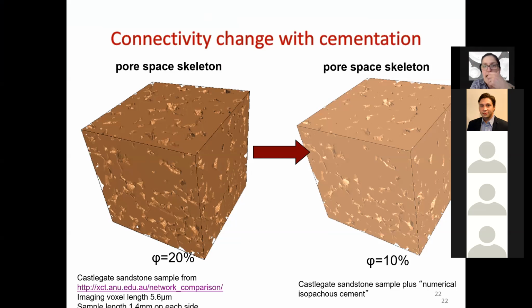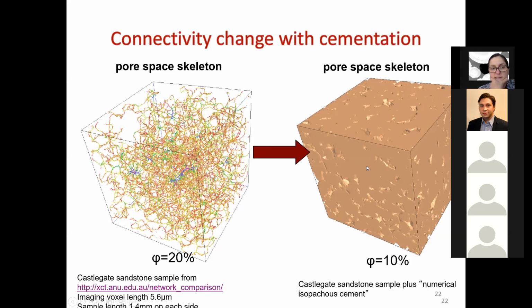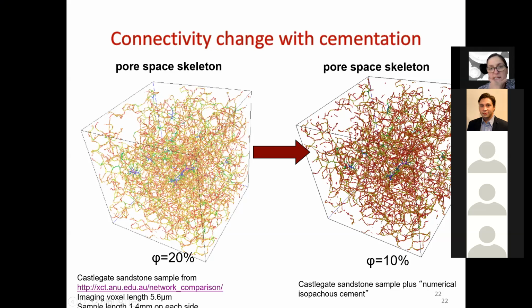And I got something that had a porosity of 10%. So basically, these are the visualization of the solid boundaries, or the pore space solid boundary, in both cases. And this is the medial axis, and this is the medial axis of the 10%. You can immediately see that there's more red, so more of those labeled close to the grain, which has to be because now I have 10% as opposed to 20%.